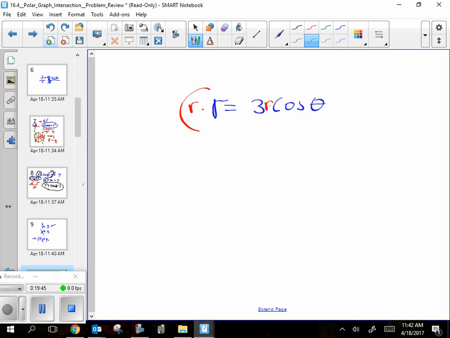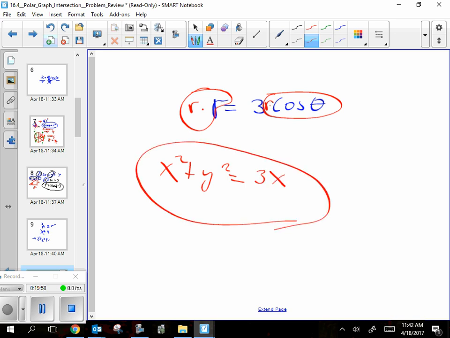Because now I've got r squared here, which is x squared plus y squared, and I've got r cosine theta. Woohoo, I know that one. What is it? Didn't I just change it into rectangular? Because all the r's and thetas are gone. All right.